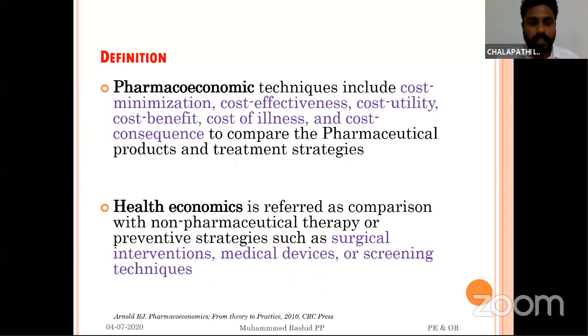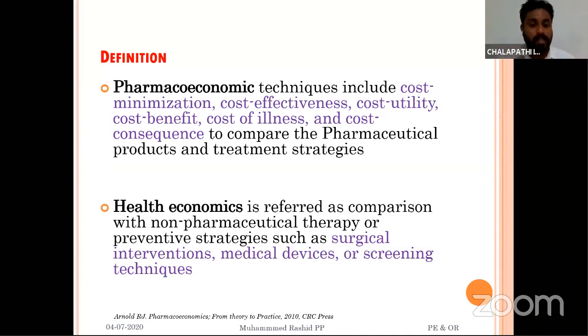With this, I am moving to the definition of both. Pharmacoeconomic techniques include, as I said, cost minimization analysis, cost effectiveness analysis, cost utility analysis, cost benefit analysis, cost of illness analysis, and cost consequence. These are the different analyses involved in pharmacoeconomic techniques to compare pharmaceutical products and treatment strategies. That is called pharmacoeconomics.